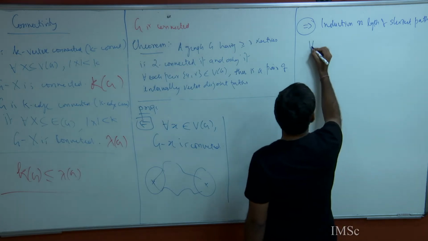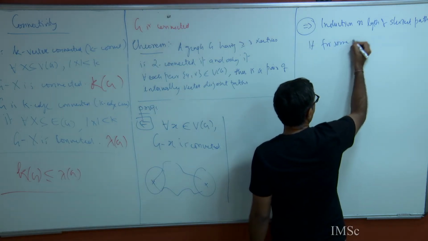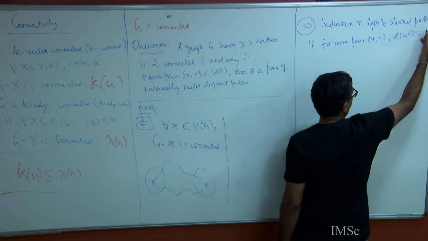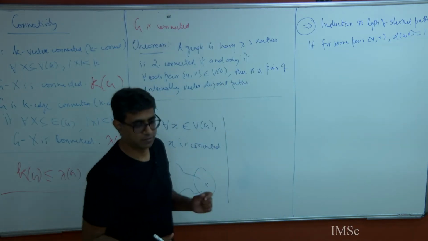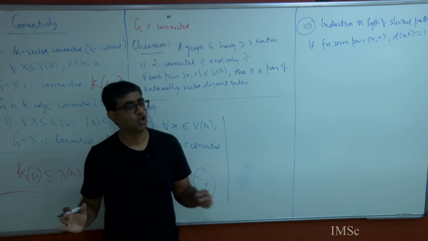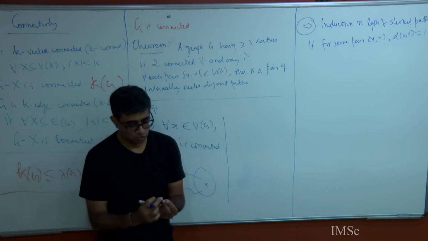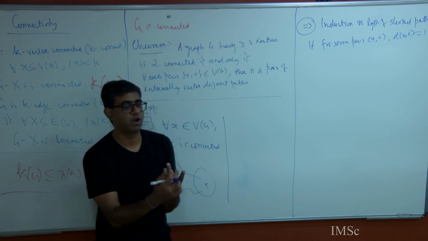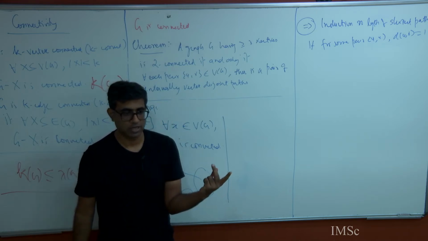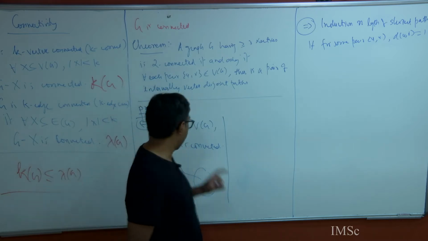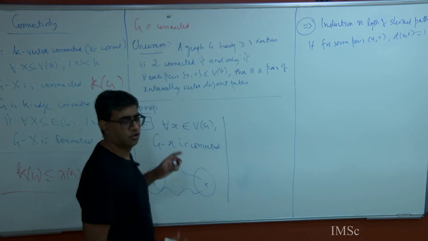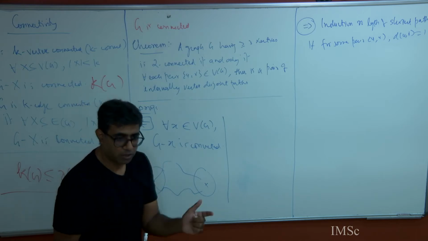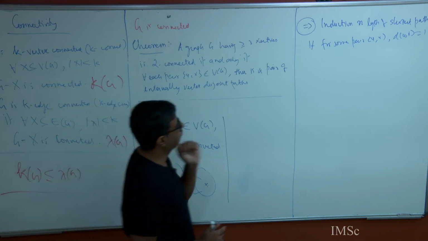If for some pair uv, d(u,v) is 1, then I want to show this, which is my base case. So first I am handling all pairs of vertices whose shortest path between them is 1, which is basically a pair of vertices joined by an edge. Is that fine? Because I have to prove this for every pair, right? So let me first prove it for a pair whose shortest path is 1. So, what will happen?